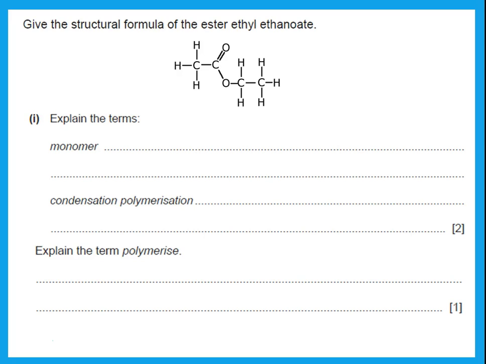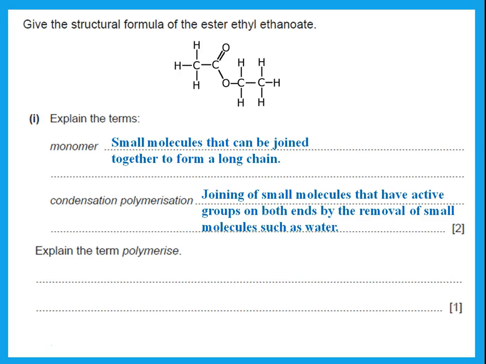Explain the term monomer. We said in polymerization, the monomer is the small molecule that can be joined together to form a long chain. Now, what is condensation polymerization? Remember, polymerization was joining small molecules, but in condensation, it is joining of small molecules that have active groups on both ends. We said something that has two acids on both ends or two alcohols on both ends by the removal of small molecules such as water.